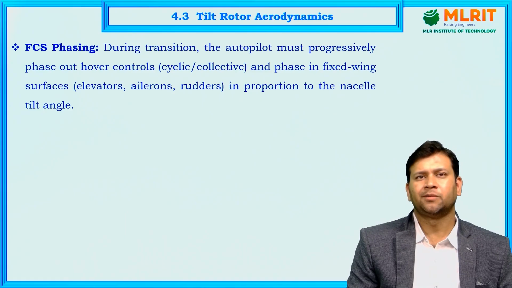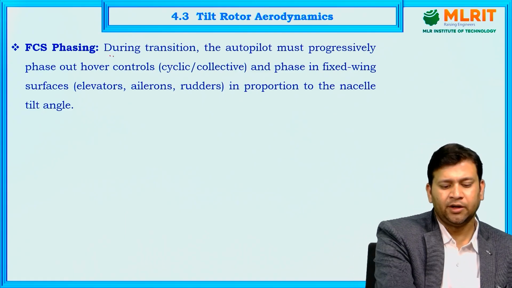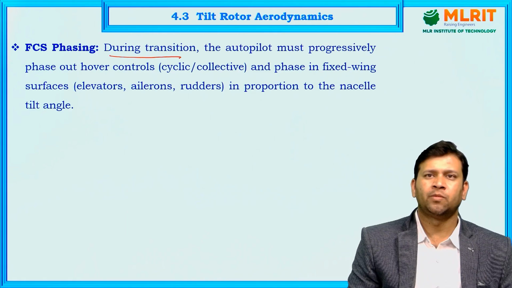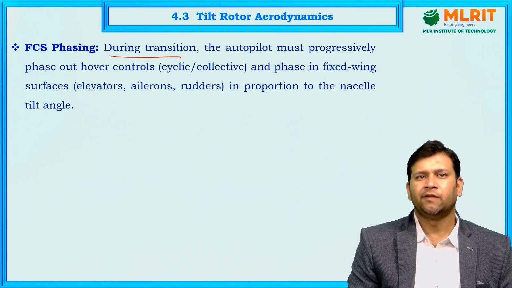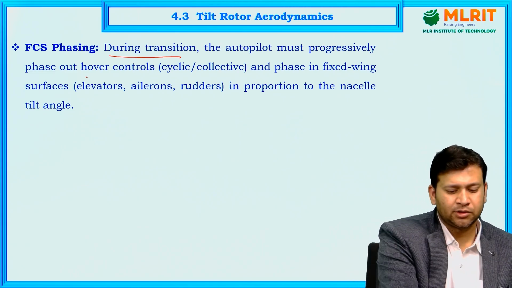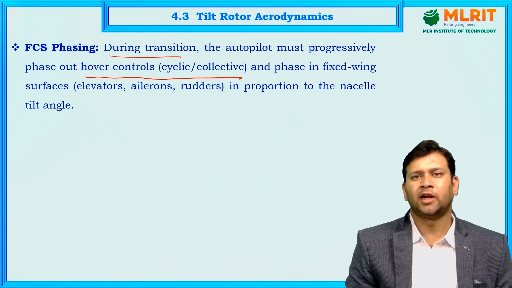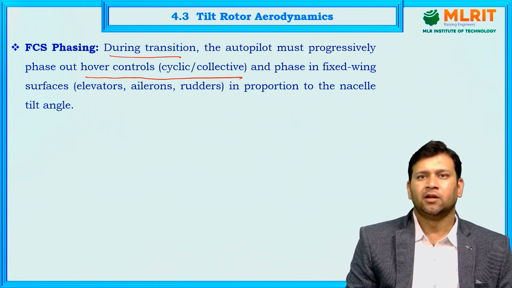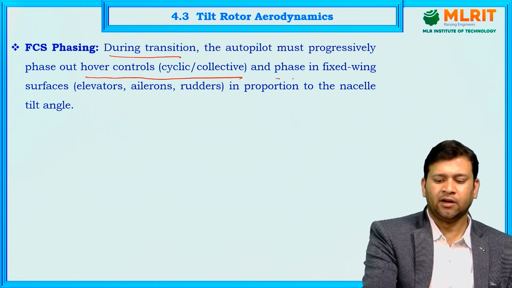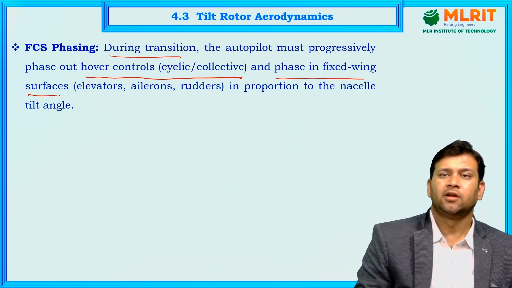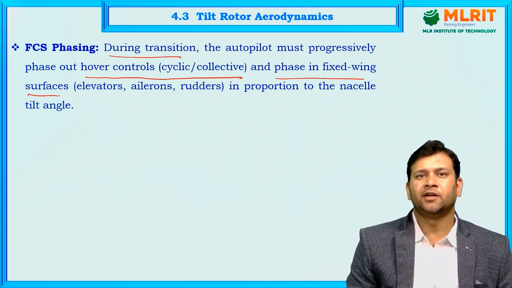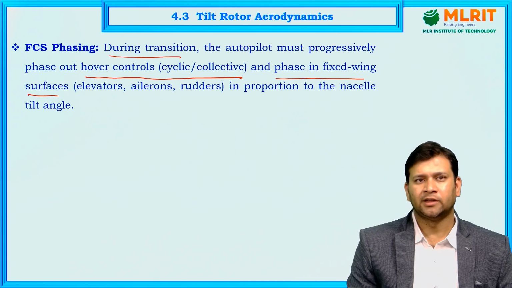Flight control system phasing. During transition, the autopilot must progressively phase out hover controls, that is cyclic or collective, and during the phase in, the fixed wing surfaces like elevators, ailerons and rudders are used in proportion to the nacelle tilt angle.